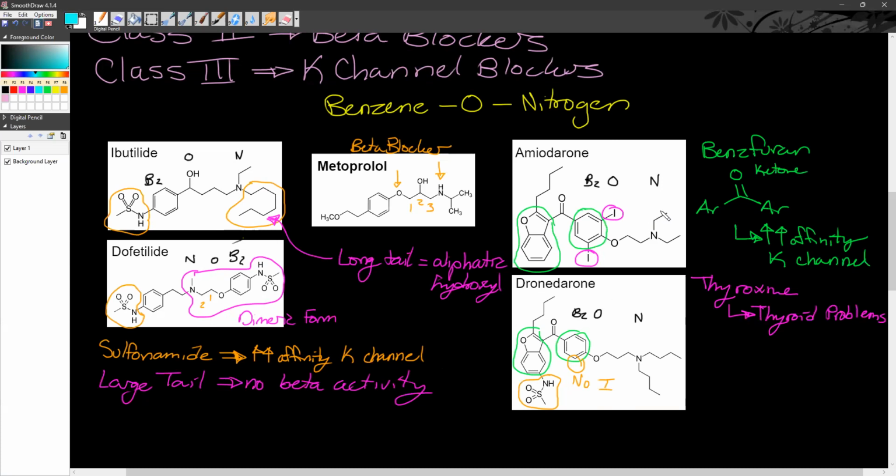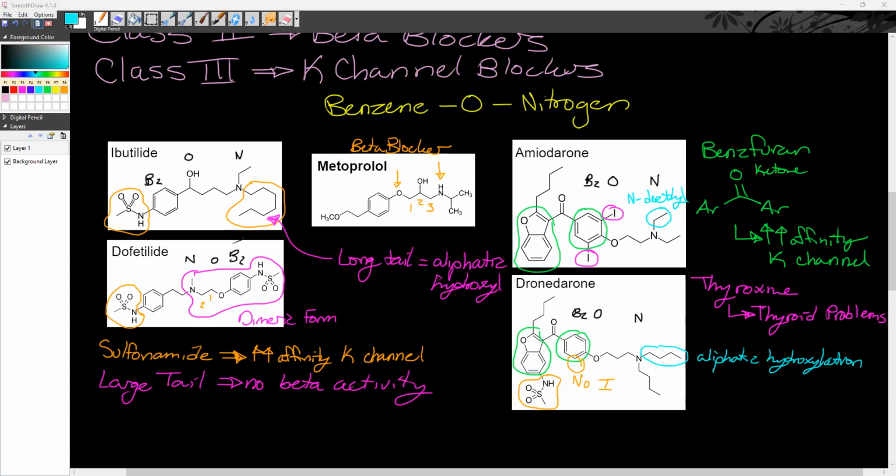Exactly. So in amiodarone, we have this ethyl group, which is easily able to go through N-deethylation. So to prevent that sort of metabolism, dronedarone extends the tail into a butyl group, but we know that this can go through aliphatic hydroxylation. So in effect, you're kind of swapping out one thing for another.